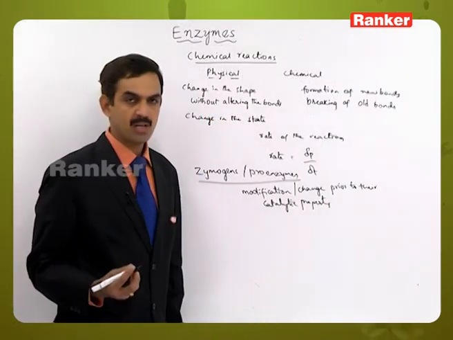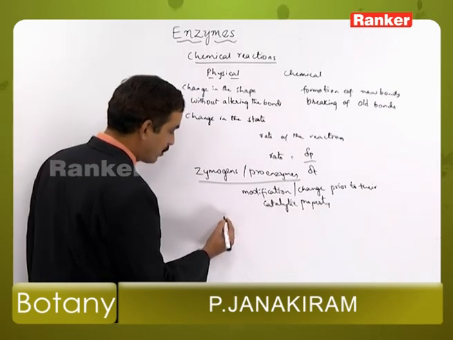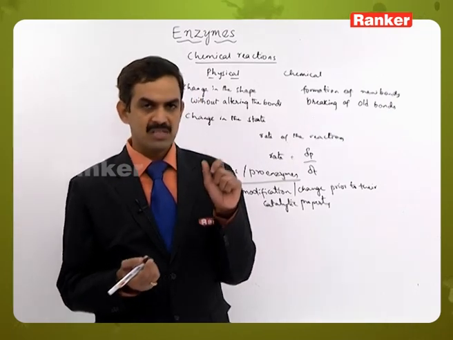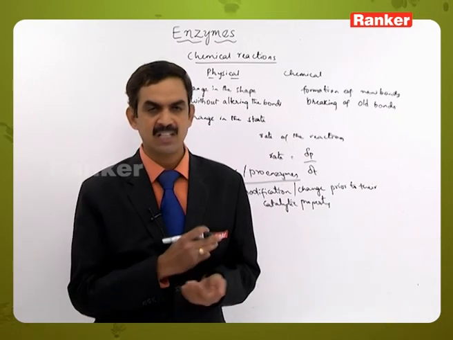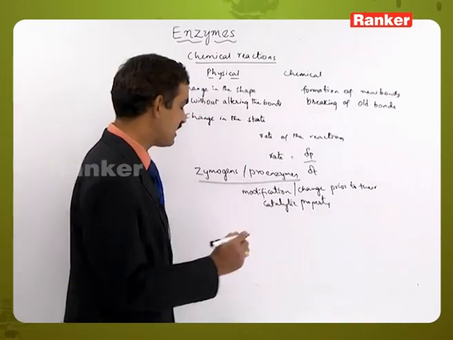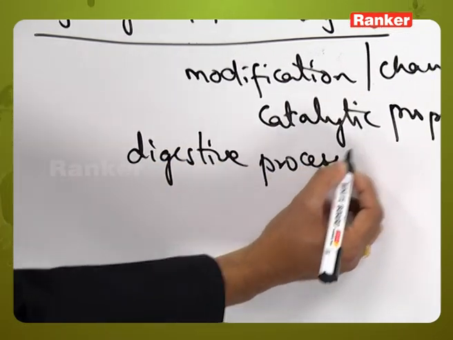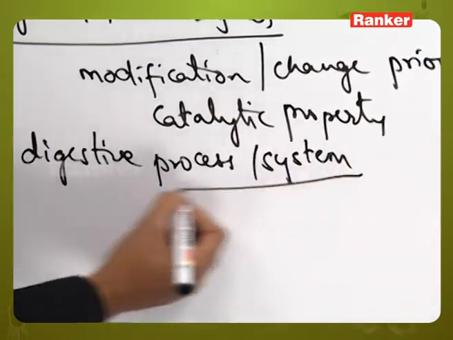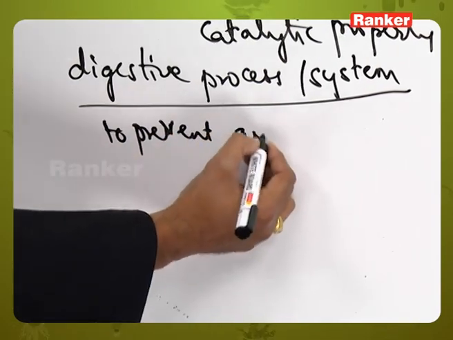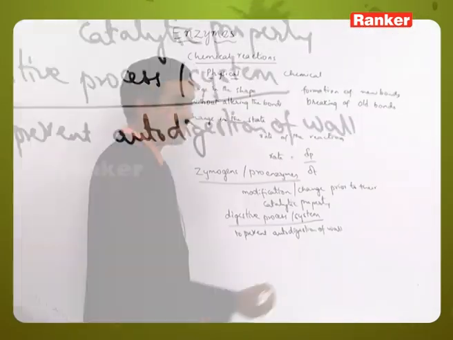This type of enzyme is produced in the digestive process and also in the circulatory process. In the digestive process there are some enzymes formed which are called zymogens. If the zymogens are not formed, or if they directly participate in the catalytic property, they start digesting the walls of that digestive system. So these are useful to prevent autodigestion of the walls of the digestive system.